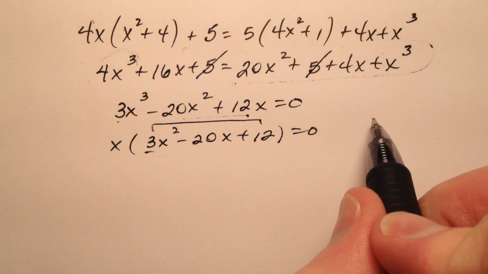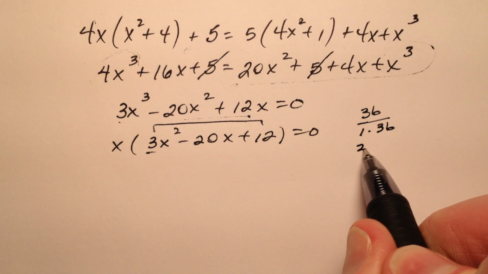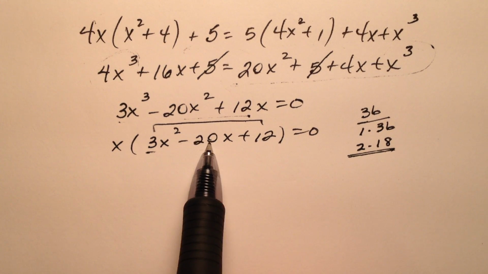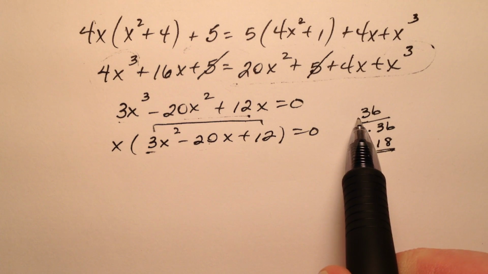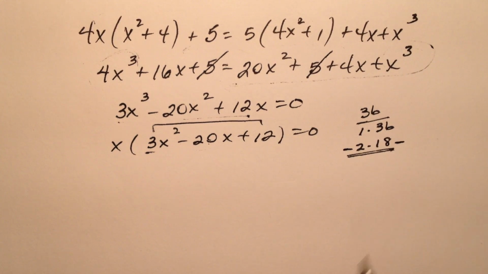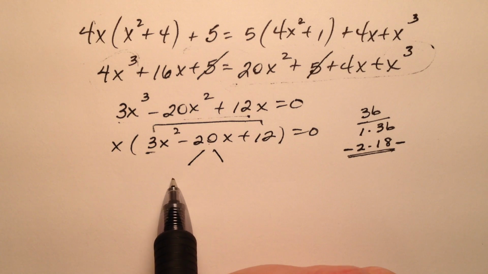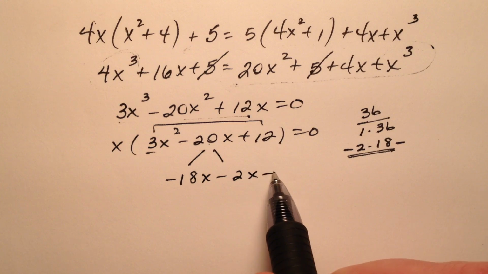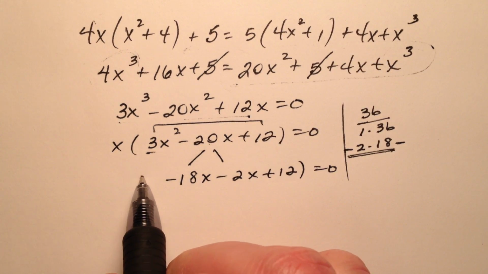So 3 times 12 is 36. So I want factors of 36. Oh, here we go, 2 and 18, that are going to add up to be negative 20. So since my 36 is a positive 36, I know that the signs will be the same. And since my linear term is negative, I know they'll both be negative. So I'm going to go ahead and break this linear term down into a negative 18x and a minus 2x. And everything else gets brought along for the ride.